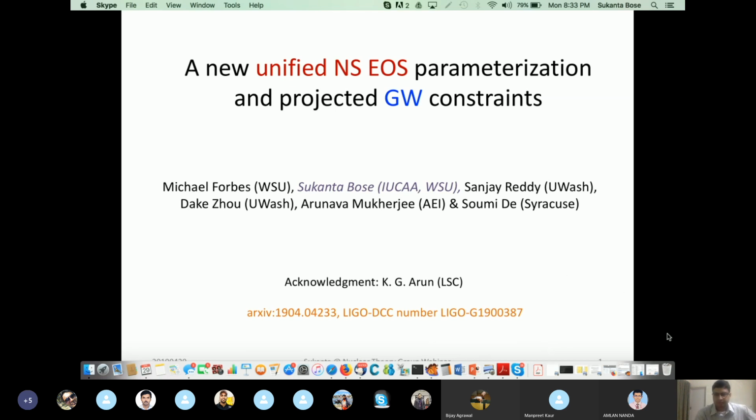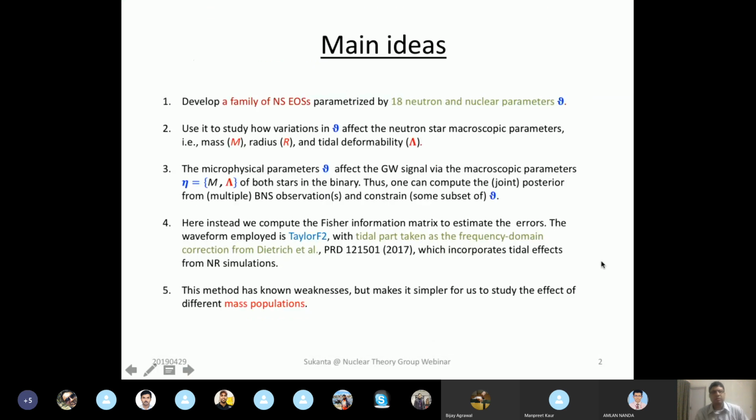Moving on. So the main ideas behind this work are as follows. The main plan is as follows. So we develop a family of neutron star equational state parameterized by 8 neutron and nuclear parameters. We label them as theta, that blue symbol, for the time being. We then use variations of these parameters to see what effect those variations have on the neutron star macroscopic parameters such as the mass, radius, and the tidal deformability.